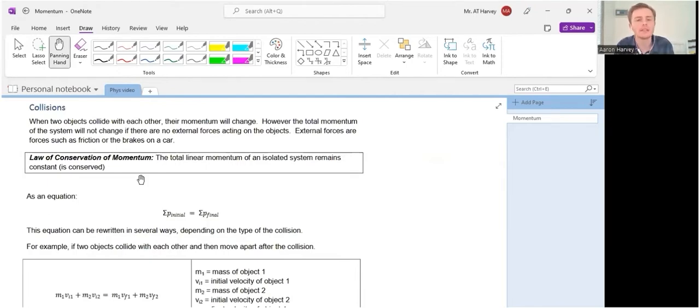What this means is that in an isolated system where nothing is interfering, there's just the system. So there's no friction, there's no air resistance, there's no random person pushing an object. It is isolated. Whatever momentum is in that system will remain unchanged unless something acts on that system.